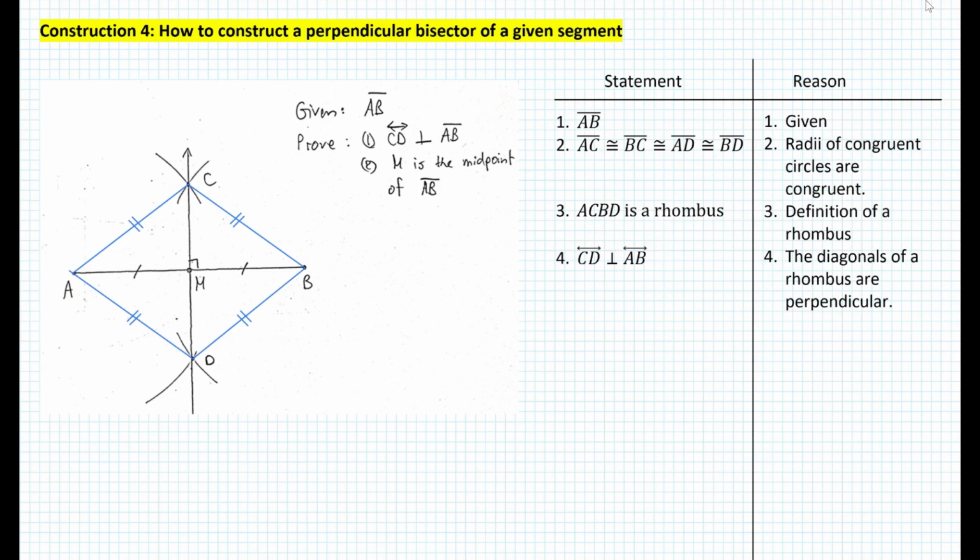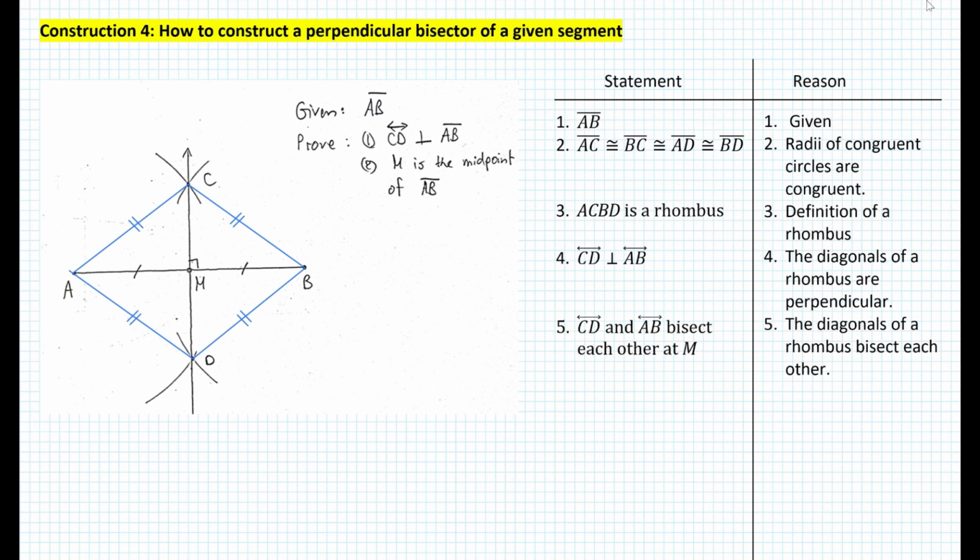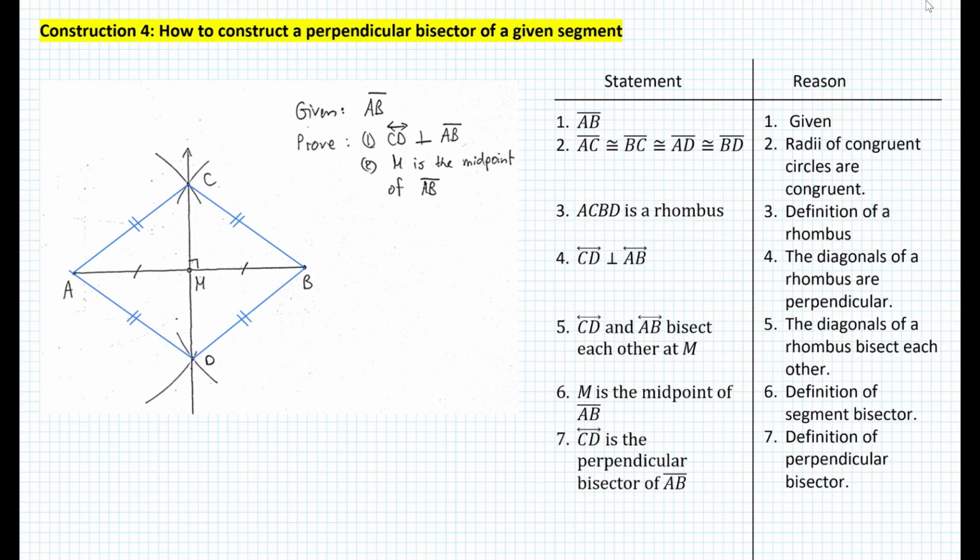How do we know that M is the midpoint of segment AB? Well, what else do we know about diagonals? We know that they bisect each other. So let's write that in. First we write that line CD and line AB bisect each other at point M because the diagonals of a rhombus bisect each other. And then we can say that point M is the midpoint of segment AB because that is the definition of a segment bisector. Therefore, we can say now for step number 7 that line CD is the perpendicular bisector of segment AB because that is simply the definition of the perpendicular bisector.